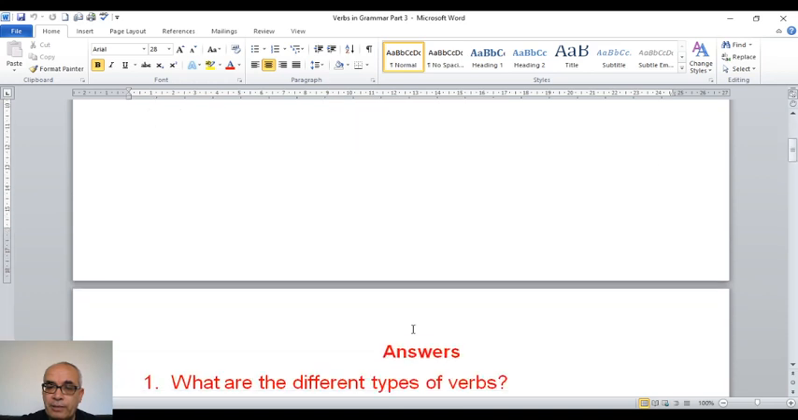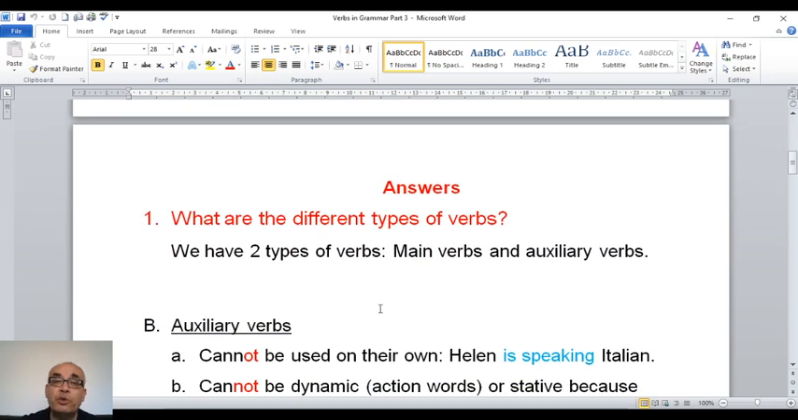Okay, so let's look at the answer. We have two types of verbs, main verbs and auxiliary verbs. I explained main verbs in part 2, and now we are going to explain auxiliary verbs in part 3.